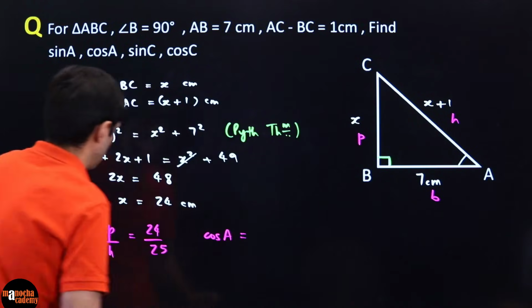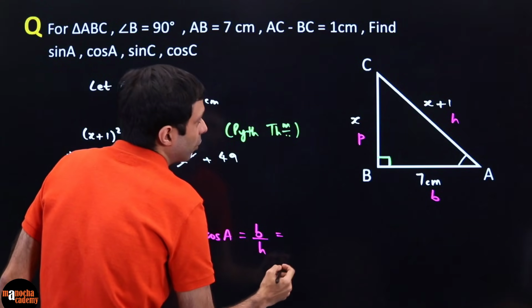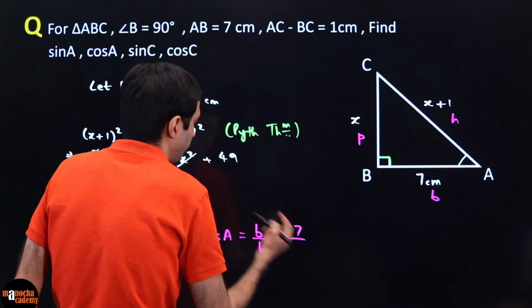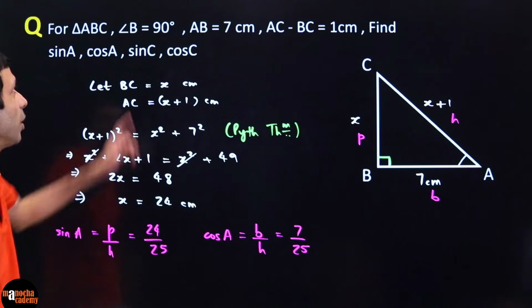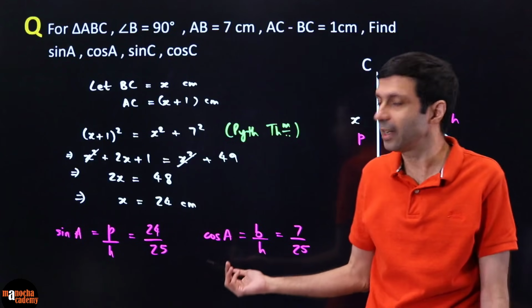Cos A will be, what is cos A? Base by hypotenuse. What is the base here? Base is 7 divided by hypotenuse, 24 plus 1, 25. That's the answer. But what about sine C and cos C? Can you guys find it for me? Will it be the same as sine A and cos A?